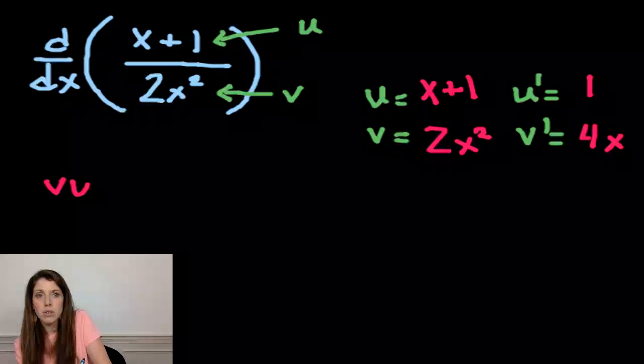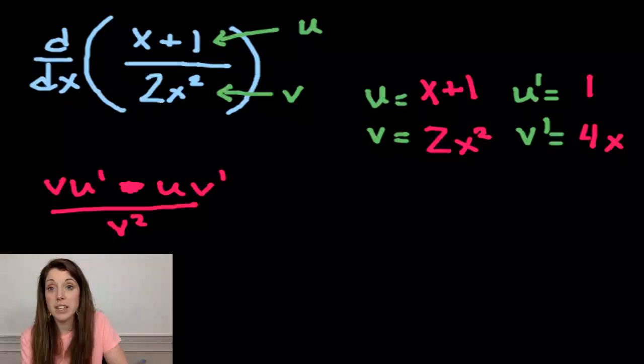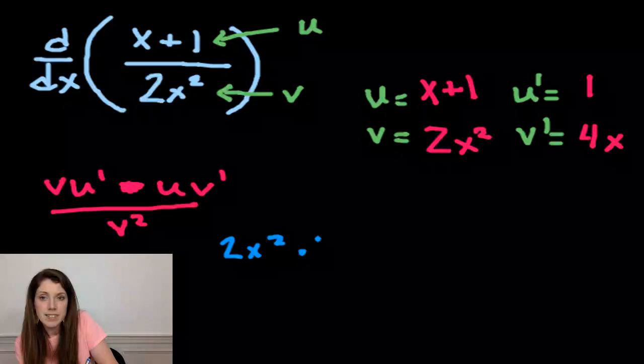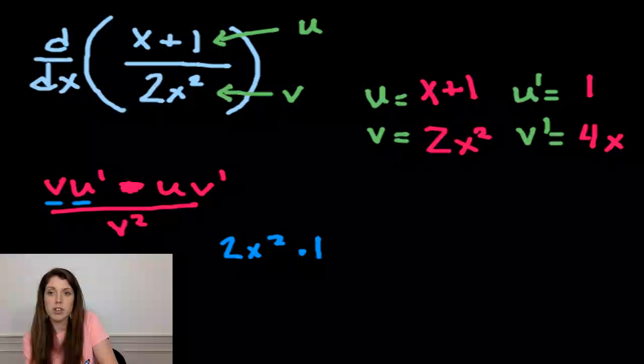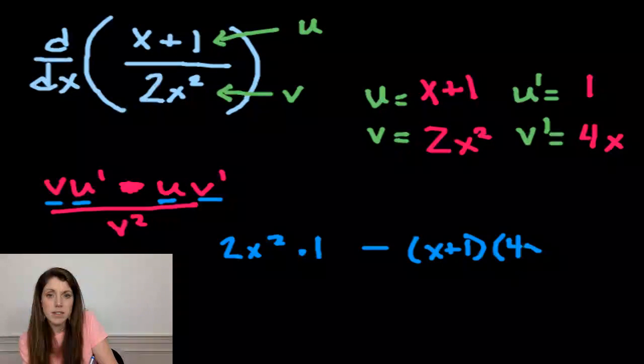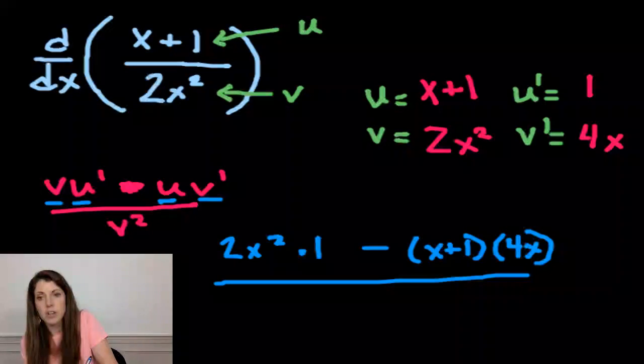So vu prime minus u v prime all over v squared. Let's just plug it in. All right, we have v is 2x squared. U prime is 1. I'm just going through here, just to make sure you're following with me. Minus u times v prime. Well, u is x plus 1. V prime is 4x. And this is going to be all over v squared, which is 2x squared, squared.